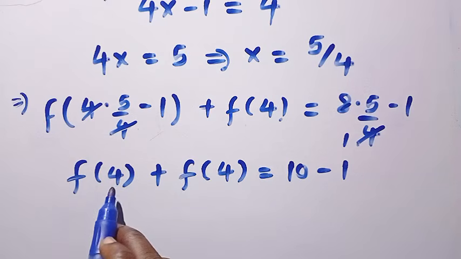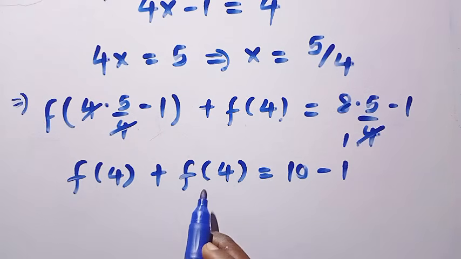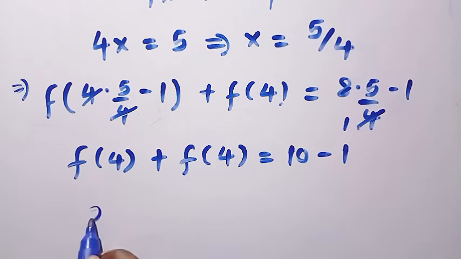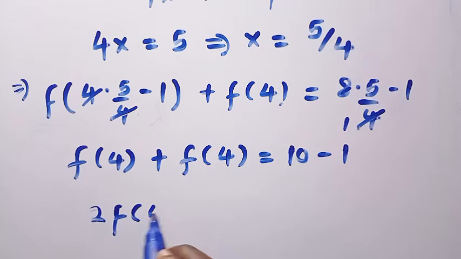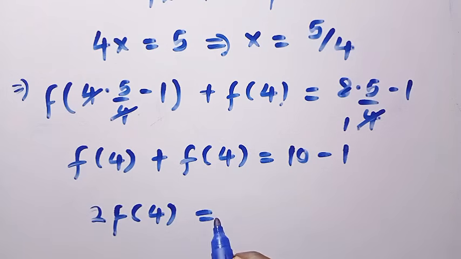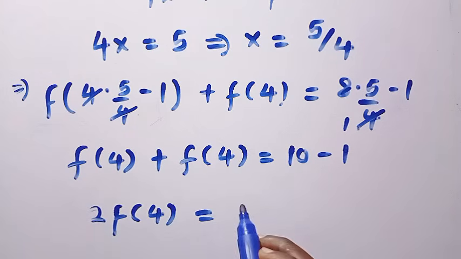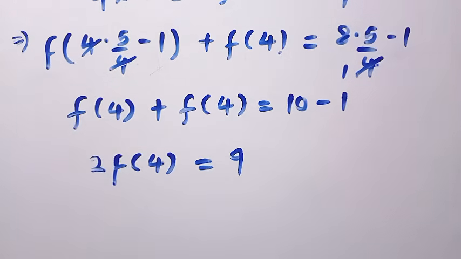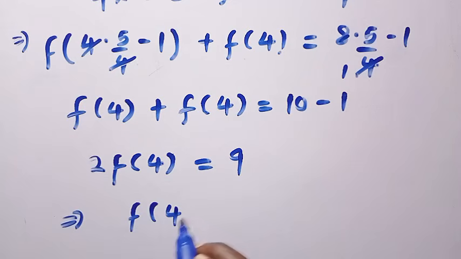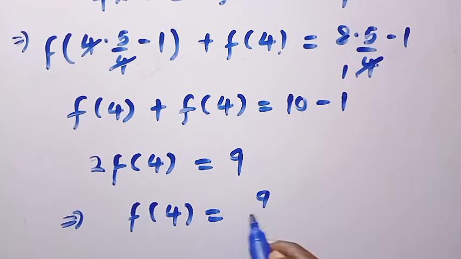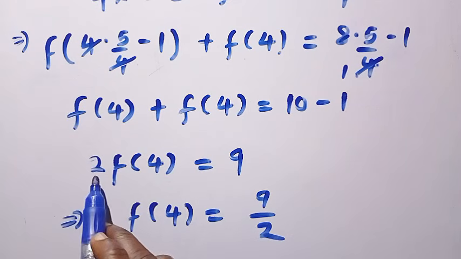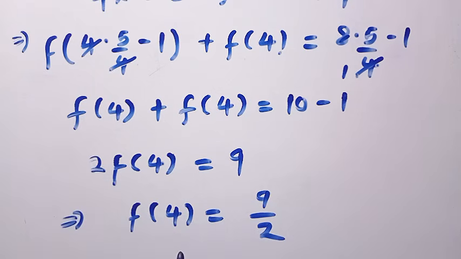Then we have f of 4 plus f of 4. This gives us 2 multiplied by f of 4 equals 10 minus 1, that is 9. And we are going to have f of 4 equals 9 divided by 2 when we divide both sides by 2. So the value of f of 4 has been known to be 9 over 2.